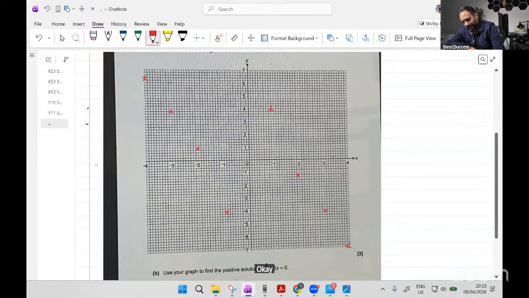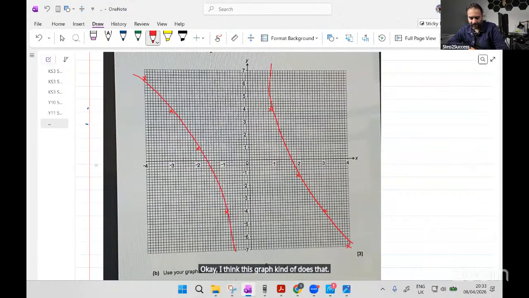Okay, I think this graph kind of does that. I'm guessing slightly. Yes, it does, because it can never touch that.